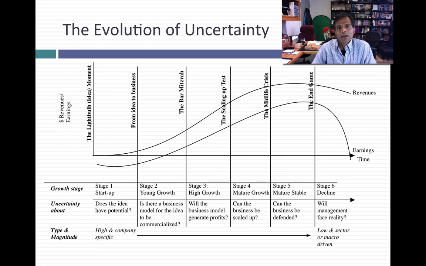Now, if you look at the life cycle, clearly there's far more uncertainty early in the process because you really don't have much to show. You don't have any history, you don't have a business model, you're not sure about the market. There's tons of uncertainty. But the nature of uncertainty also shifts. So while the magnitude goes from high to low as you go from early in the life cycle to later, the type of uncertainty you face will also change.